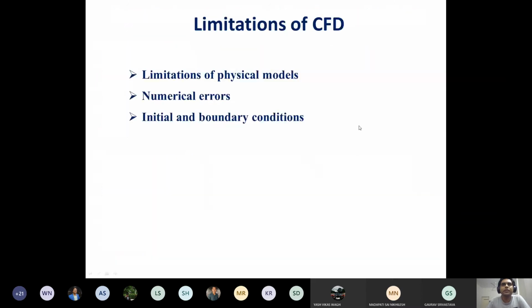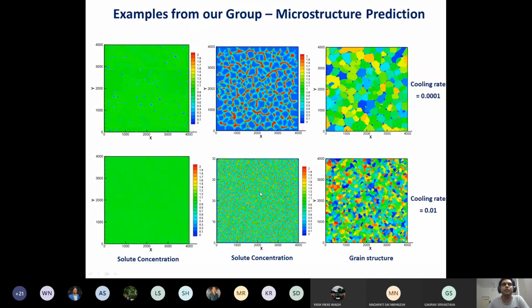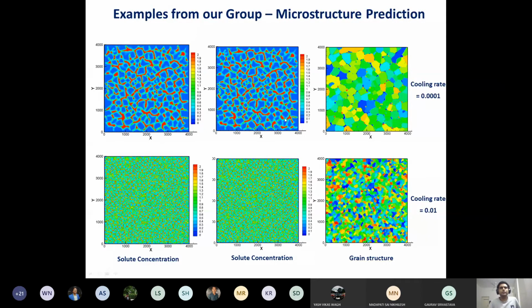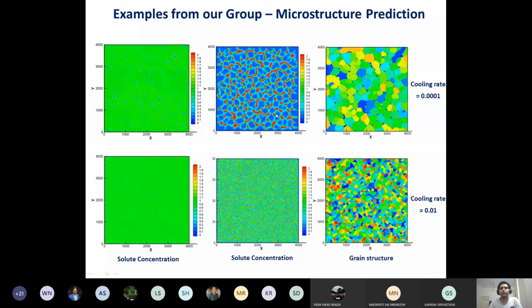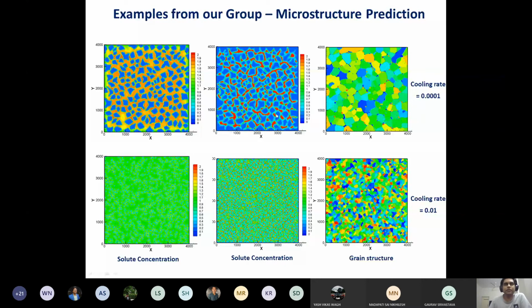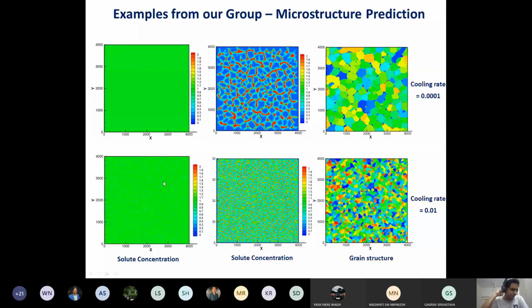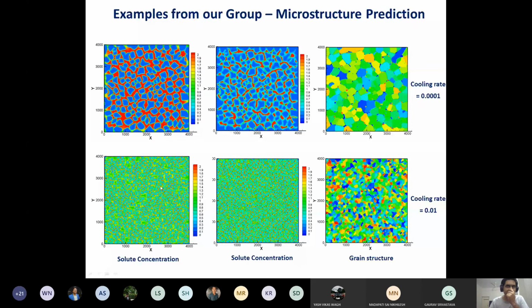I will just show you some of the work from our group, just to highlight that we here in IIT Bhubaneswar can do quite good work, which is industrially important, important from a research point of view, and gets published in good papers. So, for example, this is one of the works which one of my PhD students has done.